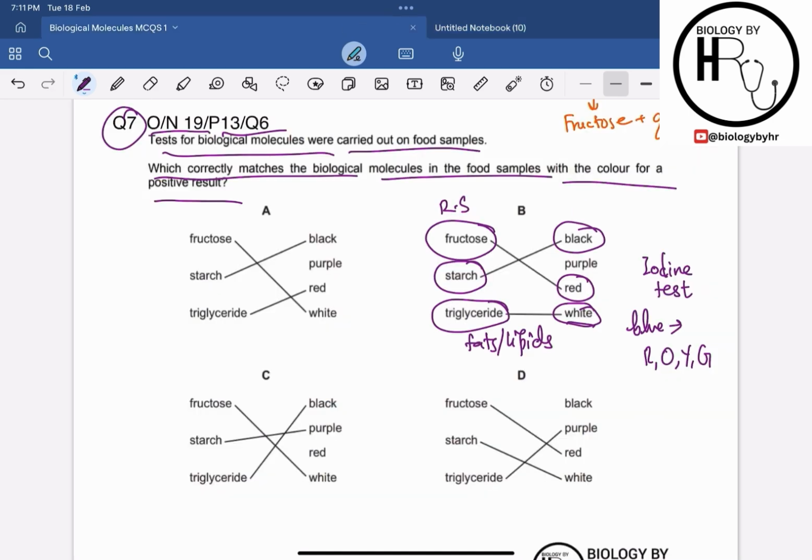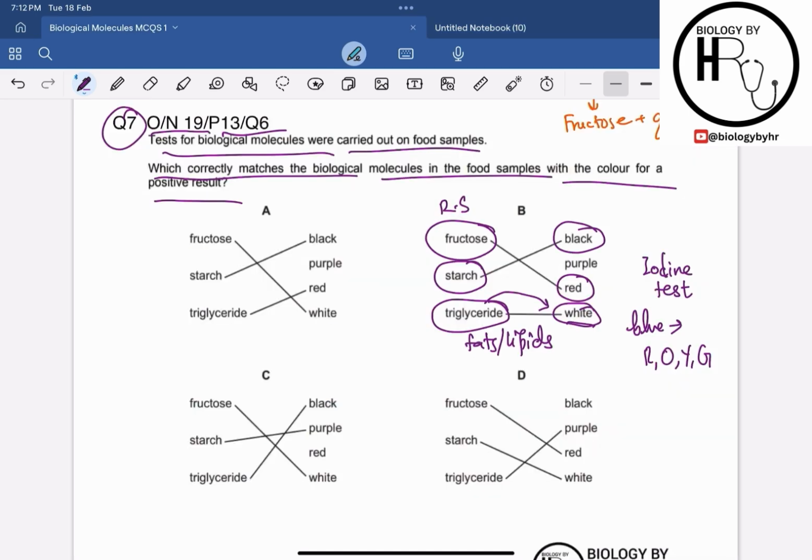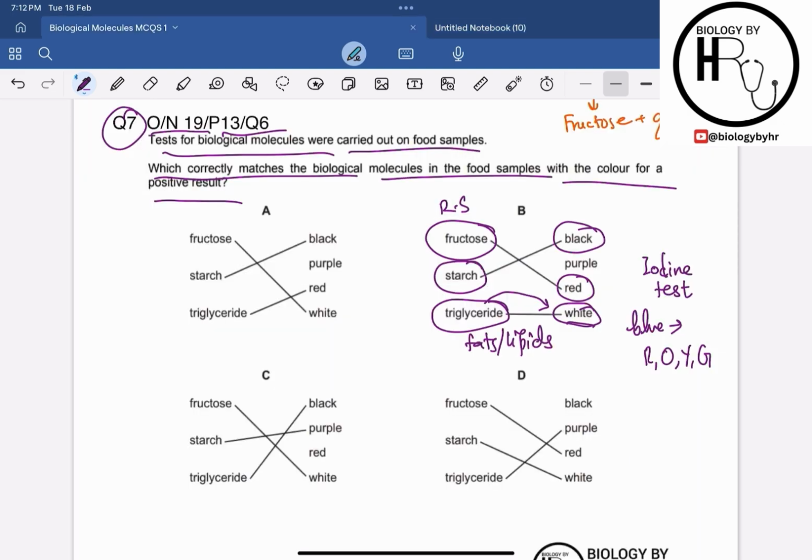So similarly over here we were discussing that triglycerides are going to give us the white color, or you can say milky white emulsion as we discussed over here. Milky white emulsion, not the precipitate. Milky white emulsion is the most appropriate term which is used. So you can say that yes, B is our correct answer over here. Option B is the correct answer.